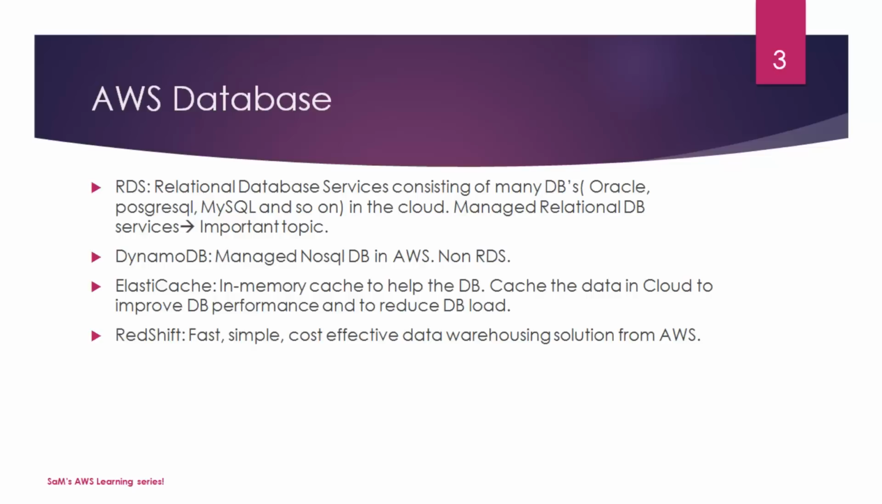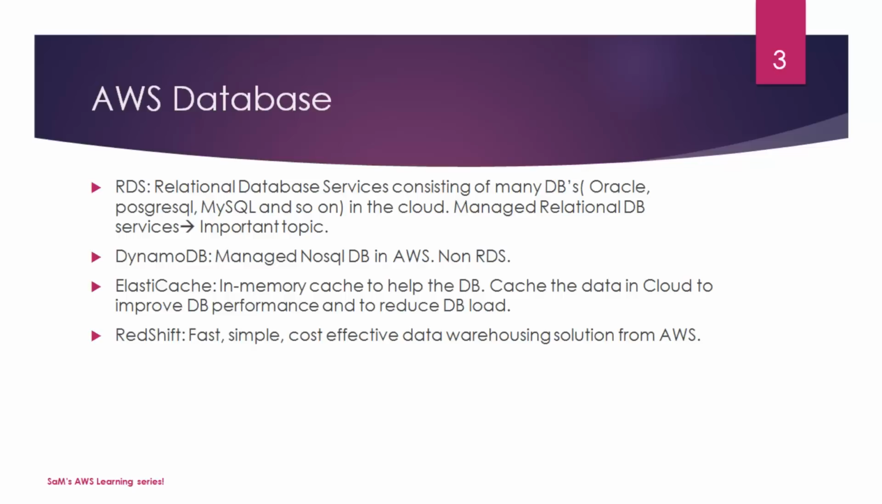So RDS stands for Relational Database Service, and it consists of many databases. Amazon offers Oracle, PostgreSQL, MySQL, and so on. They have something called Aurora, which is their own database service. So these offerings are clubbed under RDS, known as Relational Database Service. This is the managed relational DB service in the AWS cloud, and as I said, this is one of the important topics for the exam.